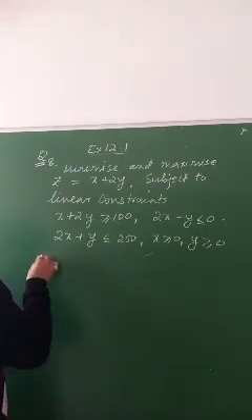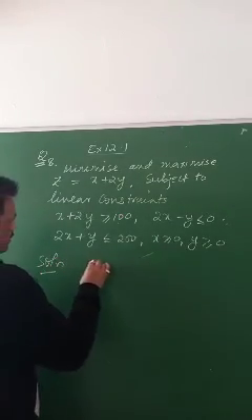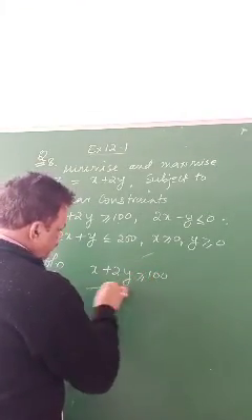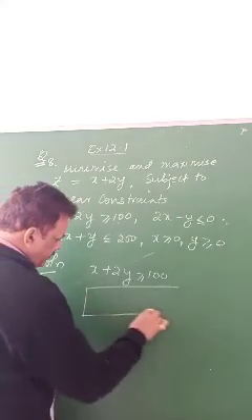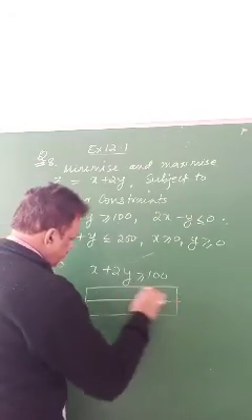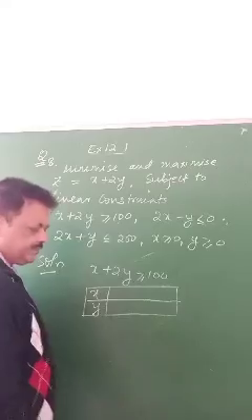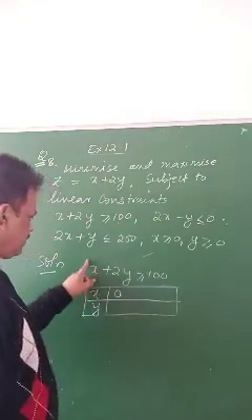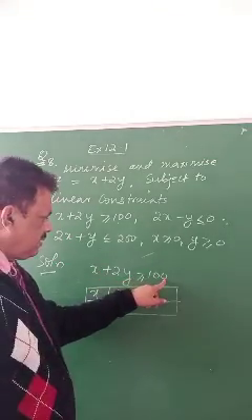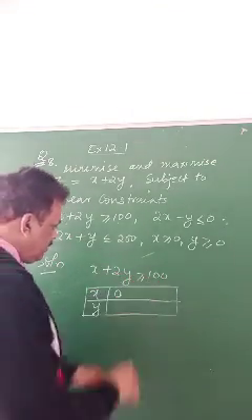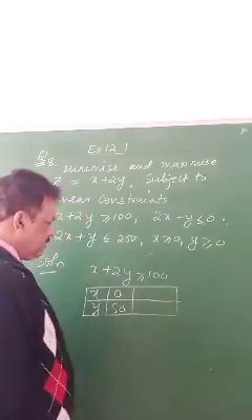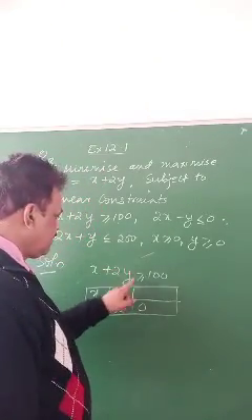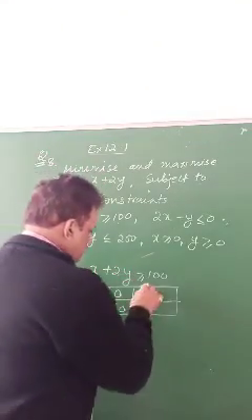Okay, see the method. Solution. x plus 2y greater than or equal to 100. See its table, a very simple method. x and y. Put x equals 0, so this will be 0, 2y is 100, y is 100 by 2, that is 50. Similarly, put y equals 0, this becomes 0, then x is equal to 100.